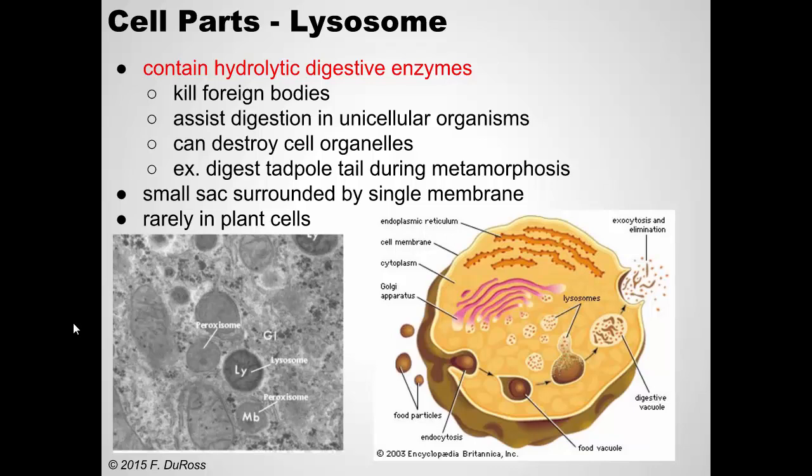They look just like a small little sac that has enzymes in it. You wouldn't be able to actually see the enzymes; this shows them as little dots. They're also rarely found in plant cells, so they're mostly found in animal cells. And you see here the ingestion of food into a food vacuole, the merging of the food vacuole with the lysosome to digest that material, and then any materials can be eliminated from the cell.